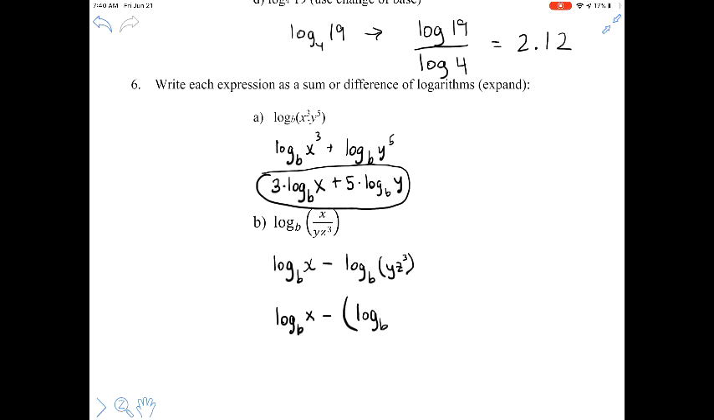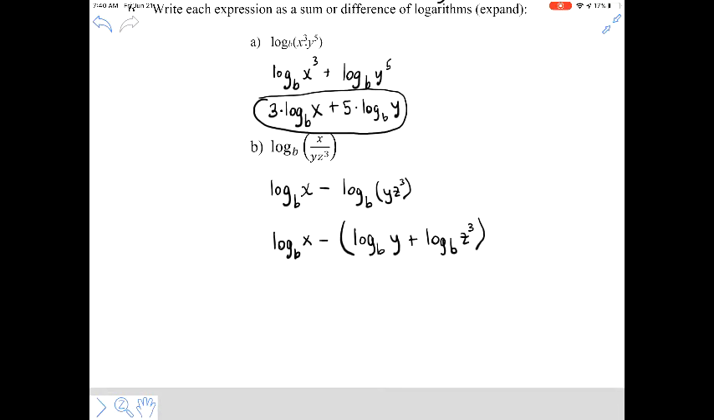So log base b of y plus log base b of z cubed. Now I'm going to distribute that minus sign. So log base b of x minus log base b of y minus, I'm also going to move that 3 down in front. All right, that is 3 times log base b of z.